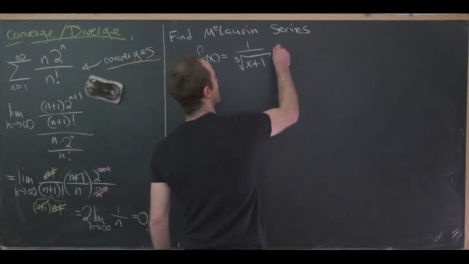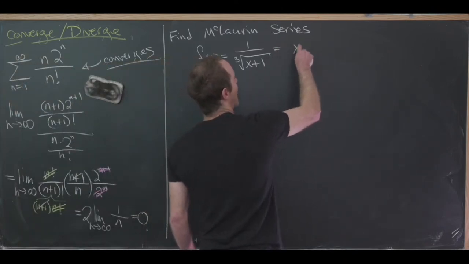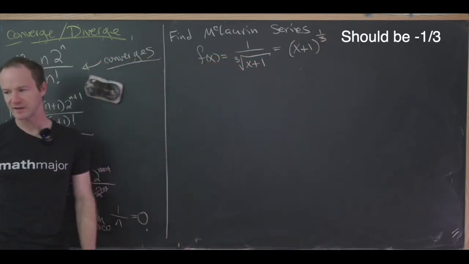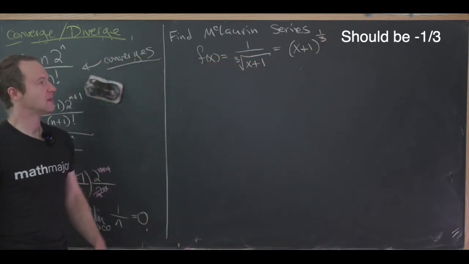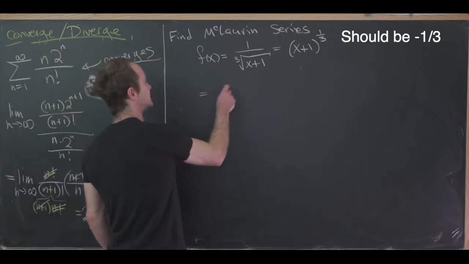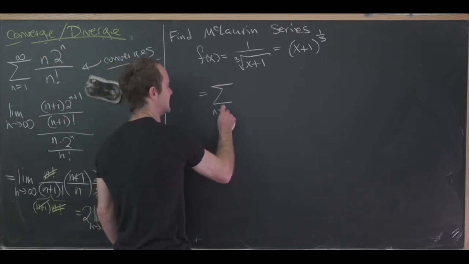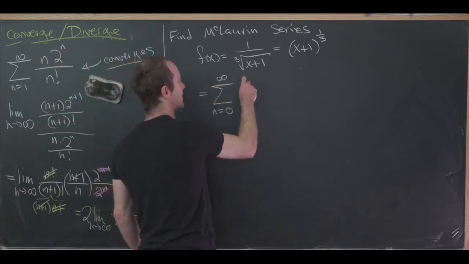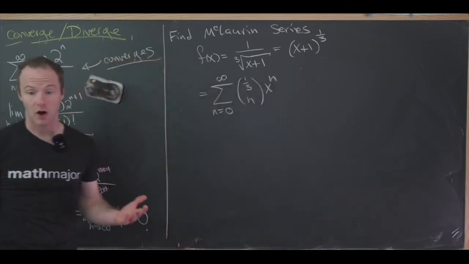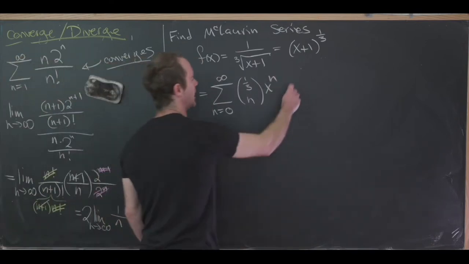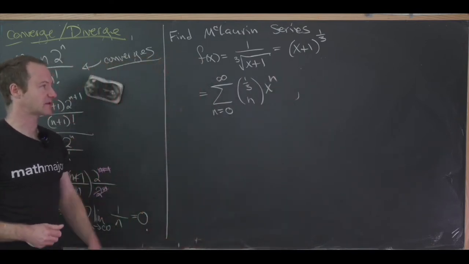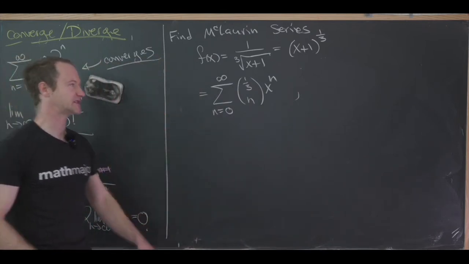So we could maybe rewrite this as x plus 1 to the 1/3. That would be a typical way to write this. Okay, but then we can expand this using binomial series. So this is equal to the sum as n goes from 0 up to infinity of 1/3 choose n x to the n. And that's really all there is to it, kind of depending on exactly how much more complicated you want to write something like this. In my mind, that would be sufficient.